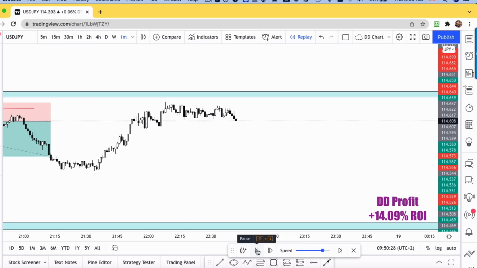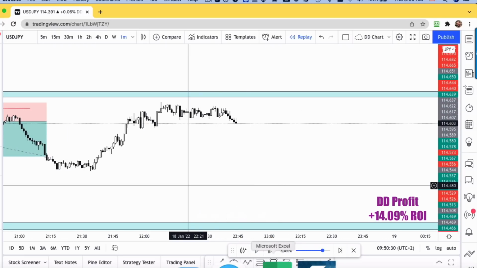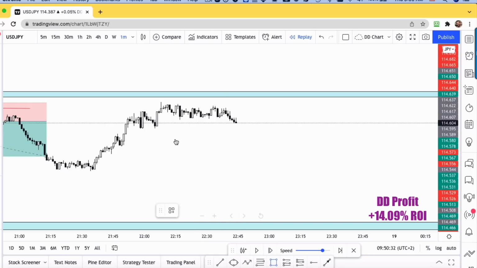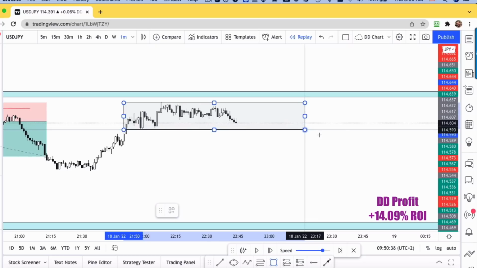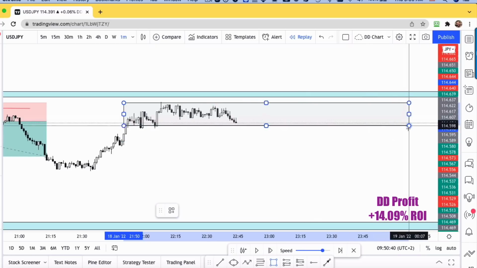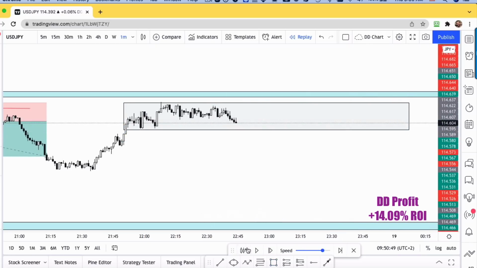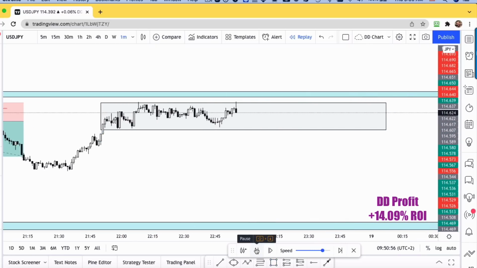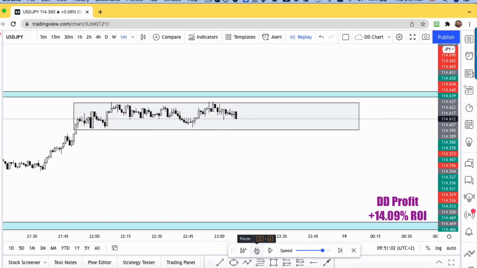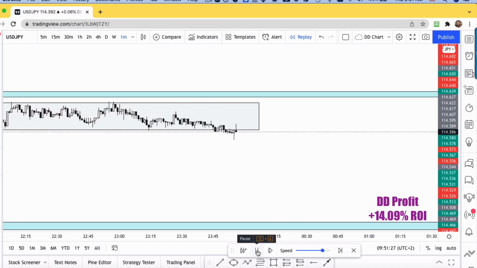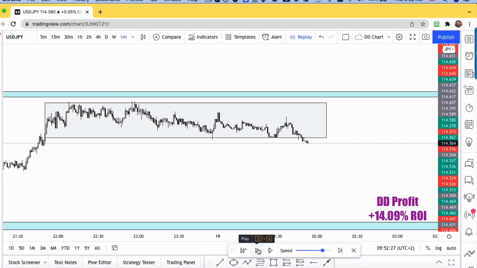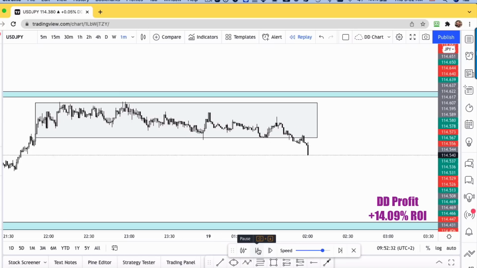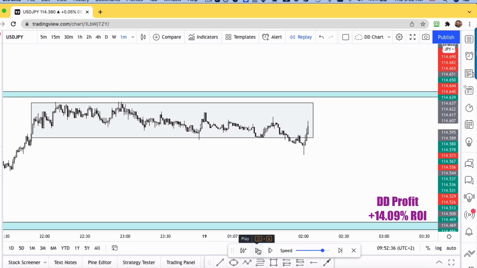Okay, so this is the middle of the night, and in the middle of the night there's just usually ranges, so we're probably ranging around here, something like this, whatever. Let's just build a range. Not a great rejection. Break out of this range. Look at that. Total fake out.